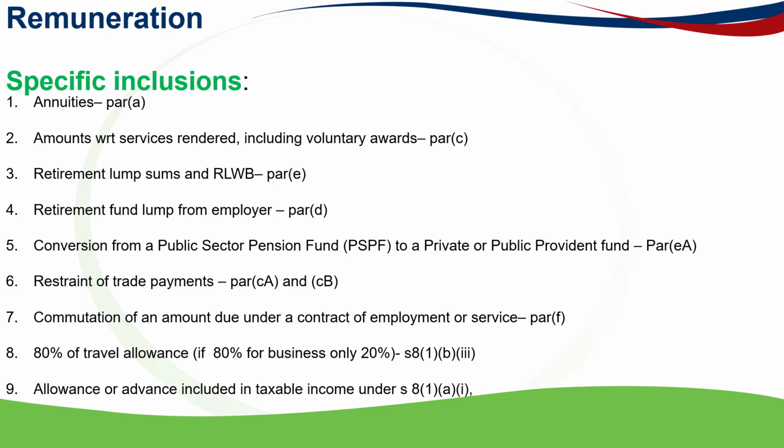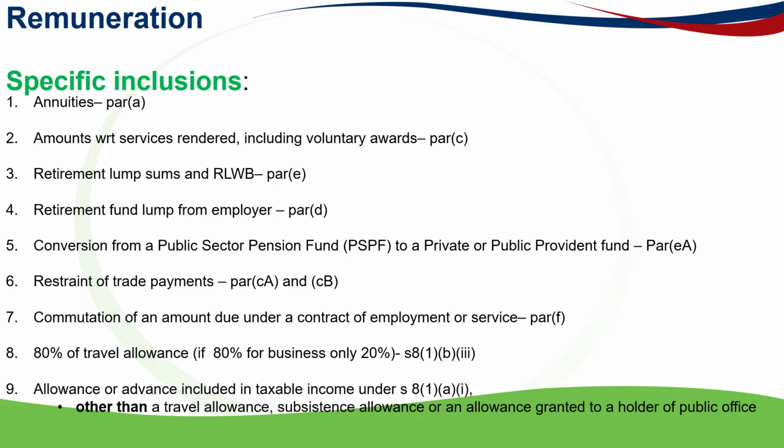Allowance or advance included in taxable income under Section 8.1, other than a travel allowance, subsistence allowance, or an allowance granted to a holder of a public office, because these are specifically included, so they are not accounted for under this paragraph. This can be, for instance, your computer allowance or your cell phone allowance, right?